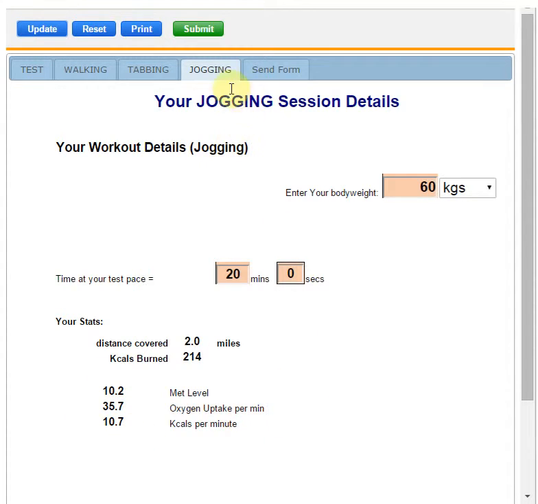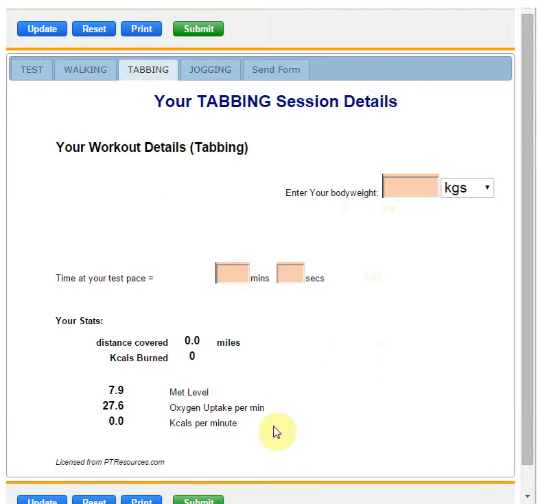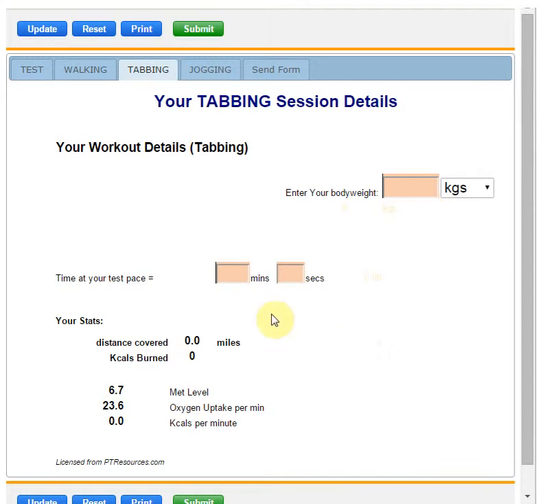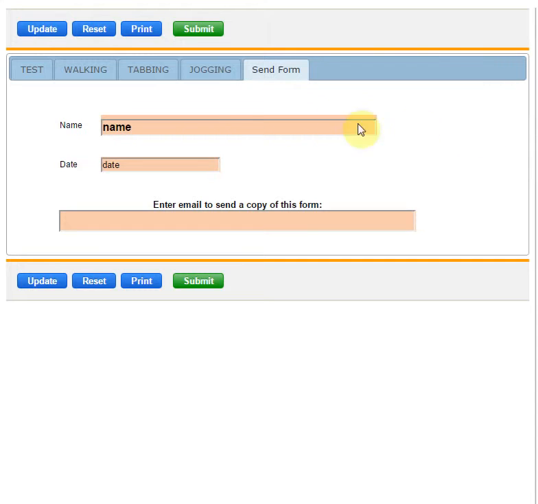Tabbing, obviously tabbing is a combination of walking and running, and that's going to be measured here when they were tabbing, and they're going to fill out the time that they spend tabbing and get the information. All of this information can then be sent to yourself, or you can put the name of the client in here, but send the information to yourself anyway, and then you can forward it on to the client and have a copy for yourself.